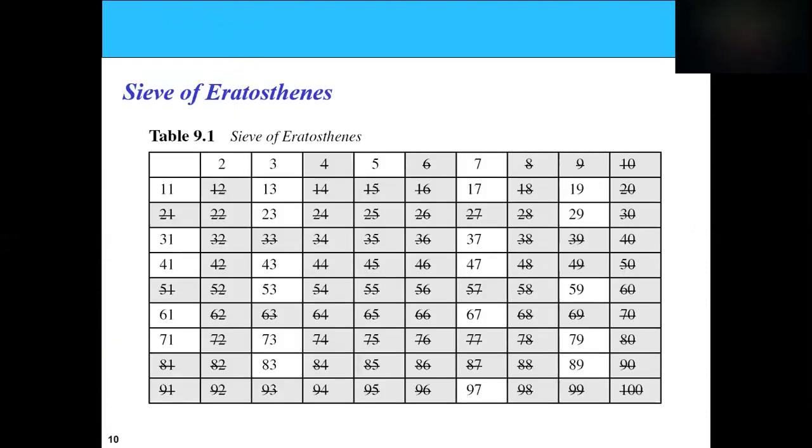So, how many primes exist in the first 100 integers? In that case, you can see over here 2, 3, 5, 7, then 11, then 13, 17. So, how many are there? There are 25 prime numbers in the first 100 integers.